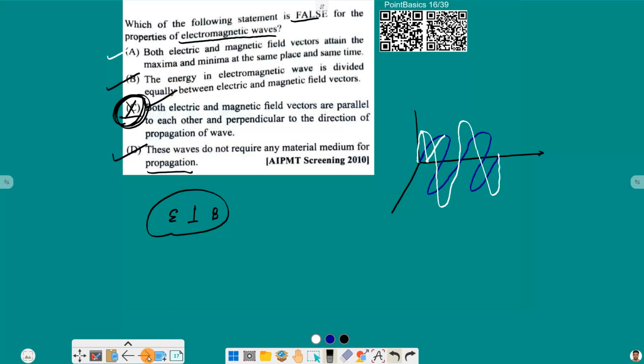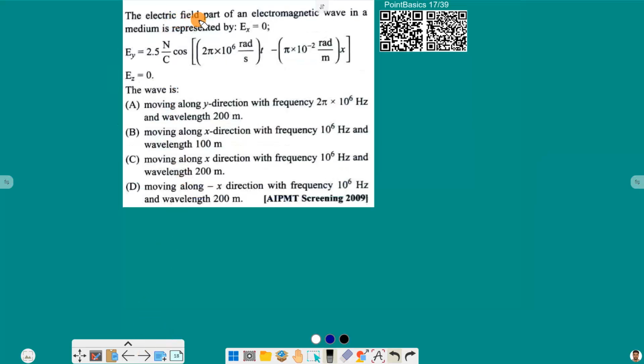Let's move to the next one. The electric field part of an EM wave in a medium is represented by Ex equal to 0, and we have Y component and Z component. So we have to find out direction of motion, wavelength and frequency. So a generic equation will be given like this: E naught times sine. Oh, so here we have cos. So we will take cos of omega t minus k times x.